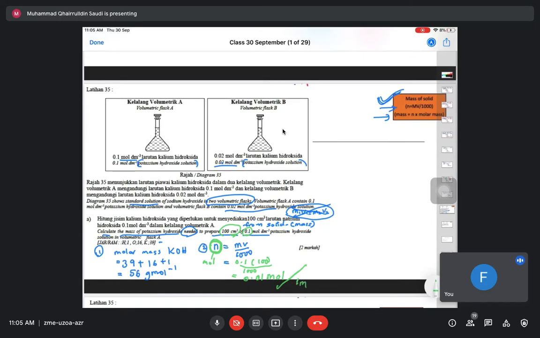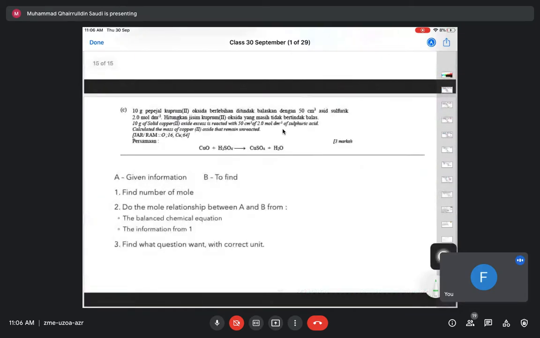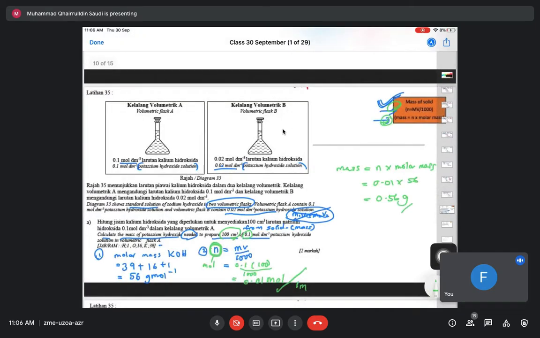Okay, next. Kita dah siap this formula. Our next formula is mass is equal to number of moles times molar mass. Baru boleh buat yang ni. So, number of moles is 0.01 times with 56. 0.56 apa? 56 gram. Dekat sini baru gram. Next, another 1 mark.